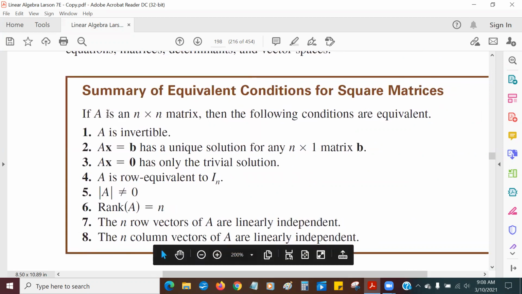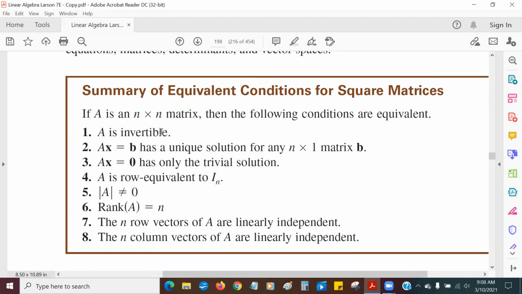So A is a square matrix, an n by n. To say that A is invertible is the same thing as saying Ax equals b has a unique solution, and is the same thing as saying Ax equals 0 has only the trivial solution. It's also the same thing as saying A is row equivalent to the identity matrix, In, the n by n identity matrix. And it's also equivalent to saying that the determinant of A doesn't equal 0. We've seen all 5 of these before.